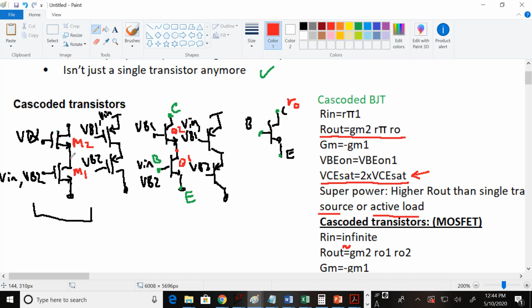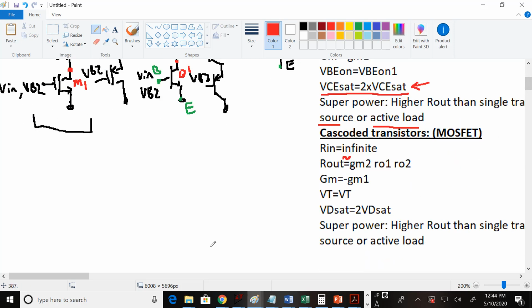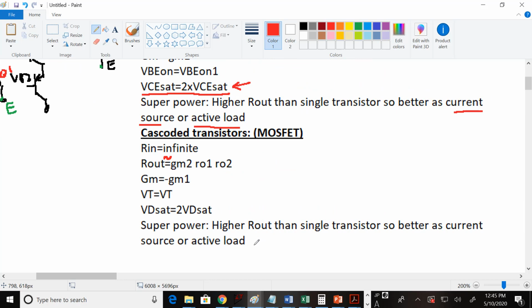You need two VDSAT, so one VDSAT here to keep M1 happy, and now because the source is at VDSAT, you need another VDSAT across M2 to keep M2 happy, then you end up with two VDSAT minimum at the drain. So it has the same drawbacks. You sometimes have to use a higher supply because now you have to have two VDSAT across it instead of one VDSAT. And the other thing is because of its high R out, it's great for current sources. Again, a high R out just means if you change the voltage, the current won't change very much. And then also as an active load.